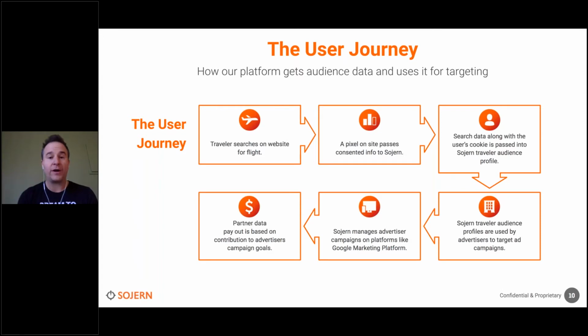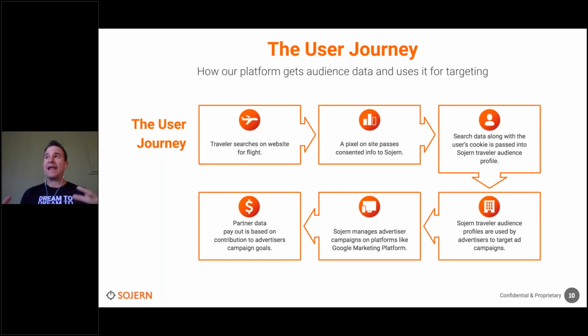So a traveler, a potential customer, searches on a website for a flight. What you don't see in that box is that we have a contract, Sojourn does, with that website that has all the flight search data. And that contract allows us to place a pixel on the site to pass that consented information back to Sojourn on where that person is looking for a flight. That search data, along with the user's cookie, is passed into our traveler audience profile, and you can really just think of that as a giant database.